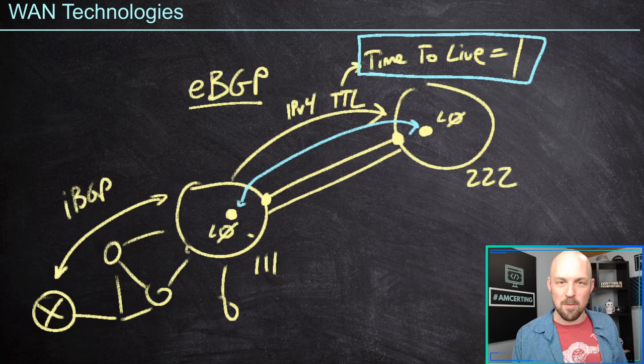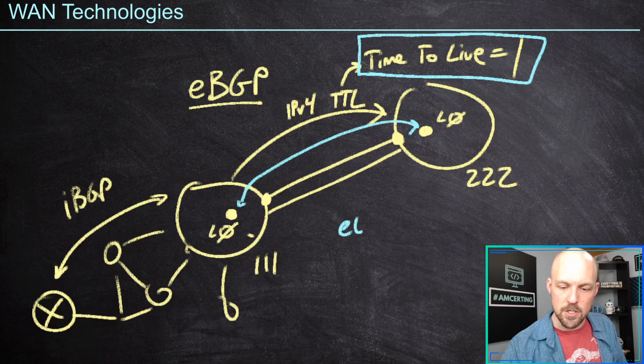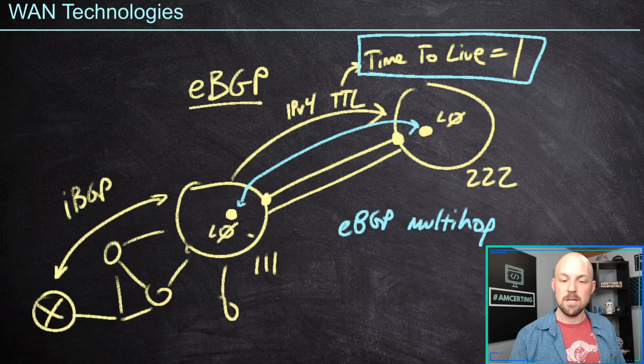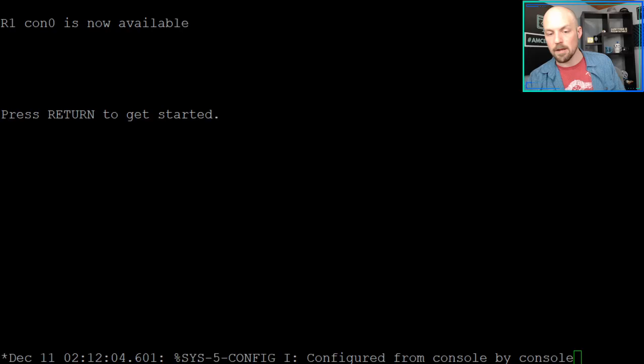And so Cisco does give us a command that allows us to work around this. It's actually called eBGP multi-hop. eBGP multi-hop increases the TTL. And so if we go back to the configuration, let's say router 1. Yeah, let's wake up router 1.